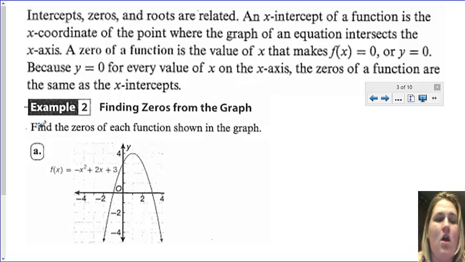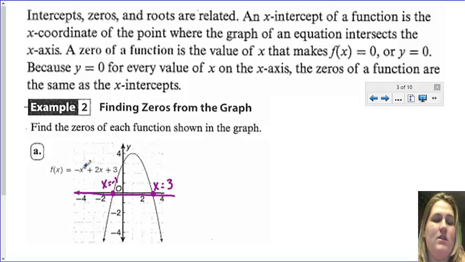So, for example, on 2, it says find the zeros of the function. The x-axis is right here, right? So where it hits the x-axis, it's going to be here and here. Okay? So my x value here, if this is -2, x is equal to -1. And over here, I'm over 1, 2, 3, x is equal to 3. Those are my zeros. And I could check that by plugging them into this equation. If I plug in -1, I should get 0 for f of x. If I plug in 3, I should get 0 for f of x.